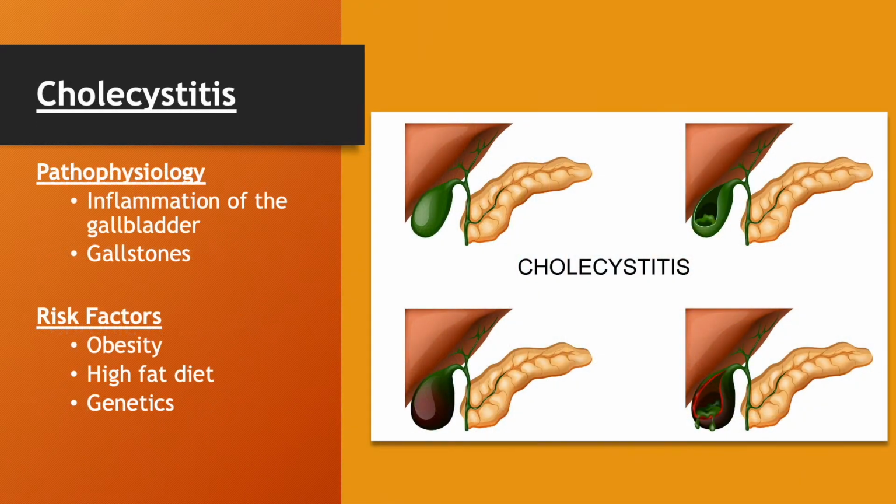So we're going to start with cholecystitis, and this is inflammation of the gallbladder, which is usually caused by gallstones, guys. Now, the gallbladder is a muscular sac that sits inferior to the liver, and it stores bile, and bile is used to help emulsify or break down our fats, guys, the fat that we consume. Now, risk factors are things such as obesity, a diet that is high in fat, and lastly, genetics. Genetics play a role in a lot of disorders.